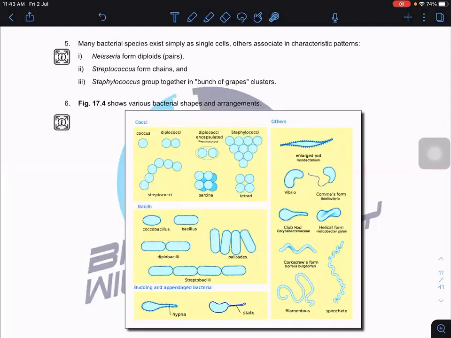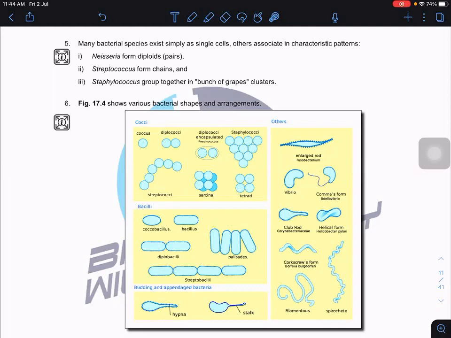So this is how they look like. But even though you see them, can we consider them multicellular? The answer is no. Okay, they are not multicellular, because each single cell of them is independent of other cells.